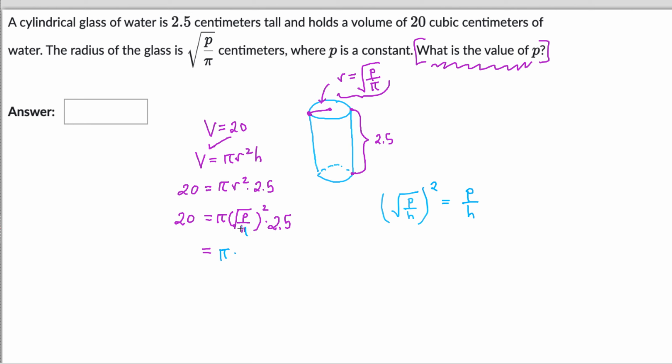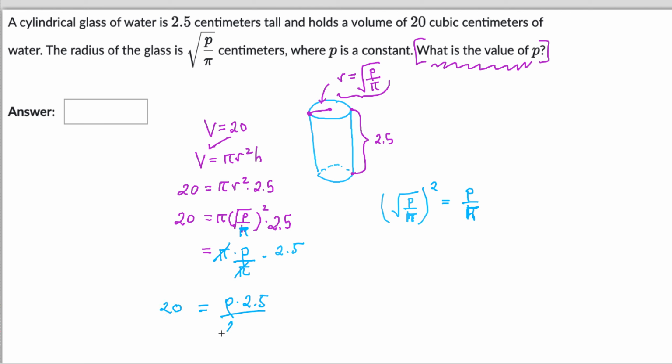Good, so you see I'm making mistakes. What's this h? It's p over pi, I apologize. P over pi, because I know that it's got to cancel and I don't have any other h here. So this becomes p over pi on the inside times 2.5. Then pi divided by pi becomes 1. And then I'm left with p times 2.5 is equal to 20.